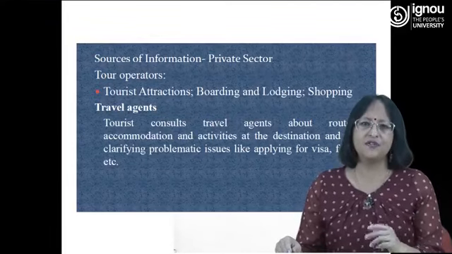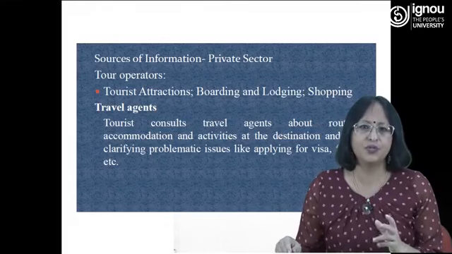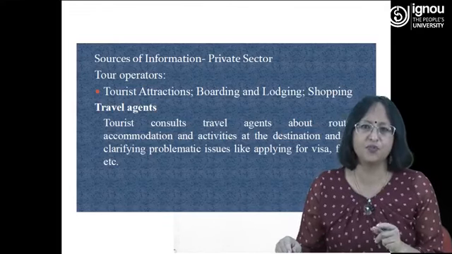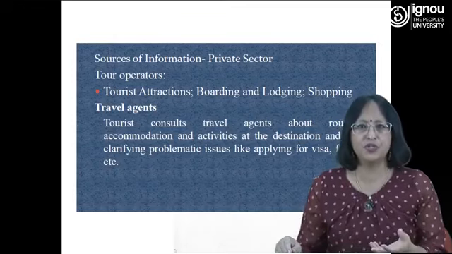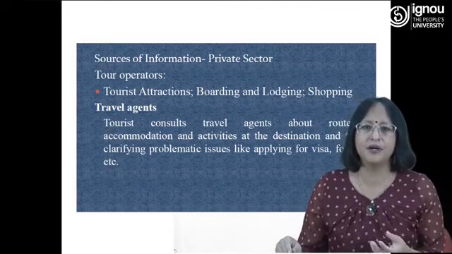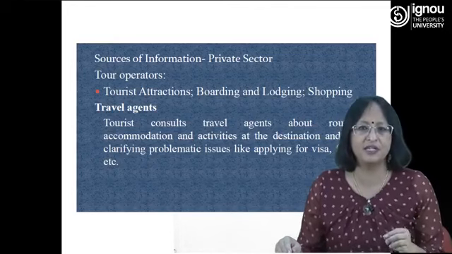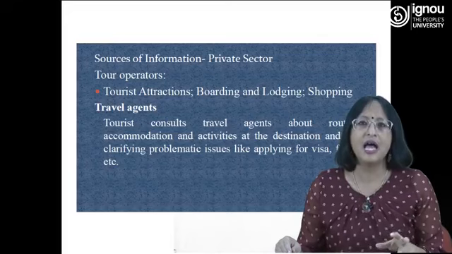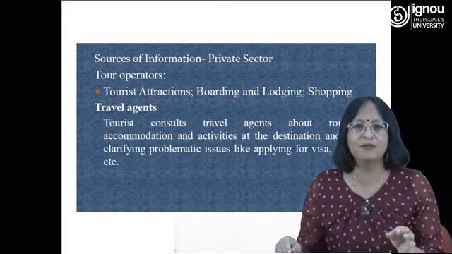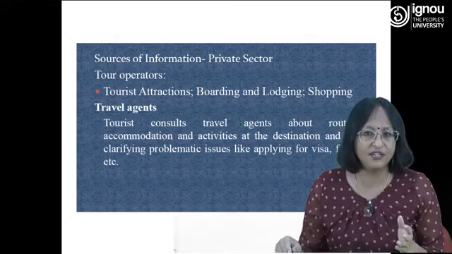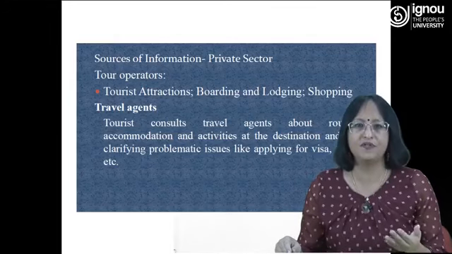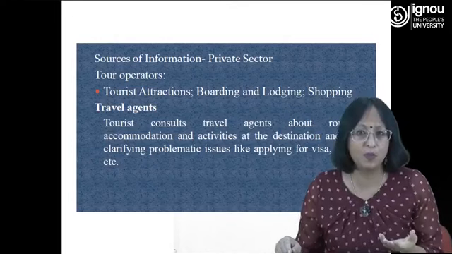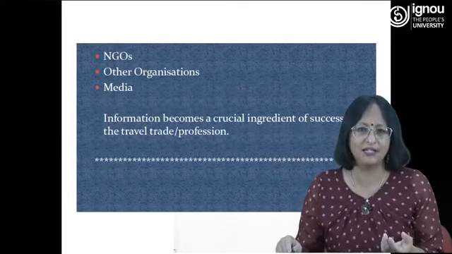In the private sector, tour operators, tourist attractions, boarding and lodging, and shopping all give information. Then there are travel agents, because when tourists go, they consult travel agents about the routes, the accommodations and the activities at the destination, and for clarifying problematic issues like applying for a visa or forex. So these are the types of information that you can expect when you go to a travel agency.